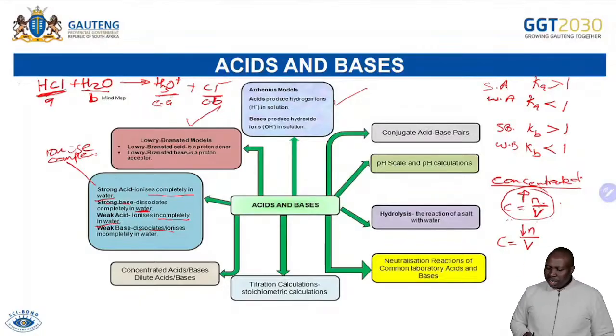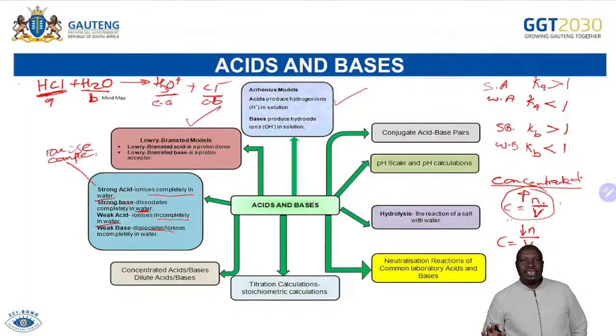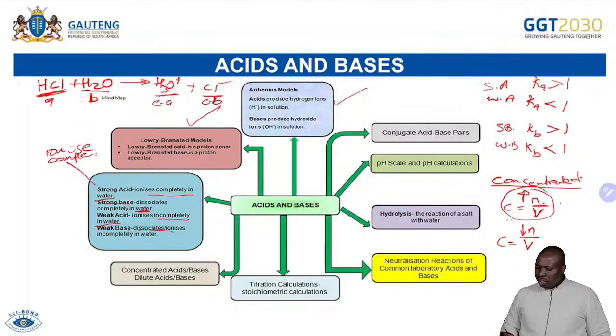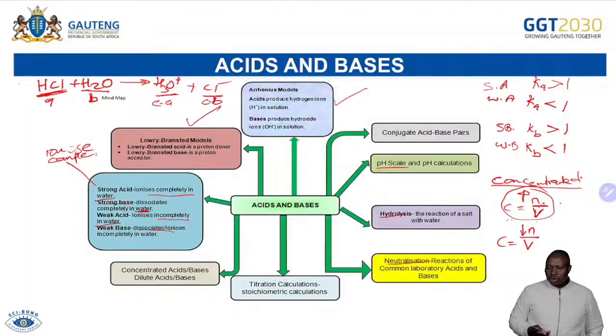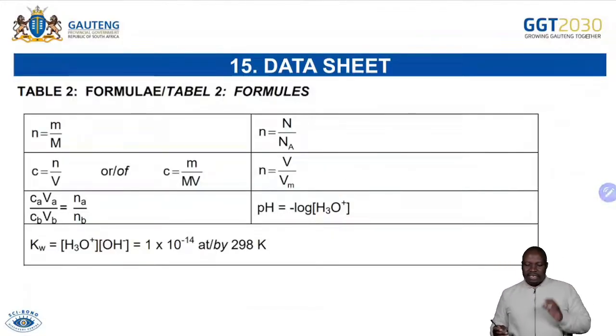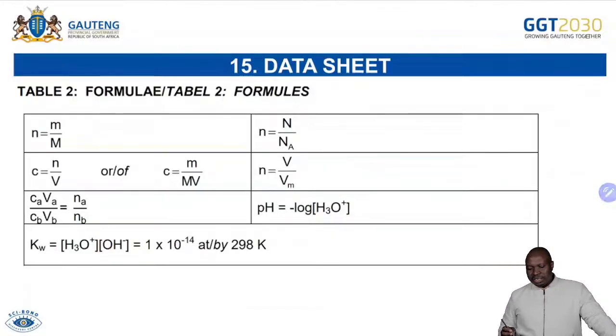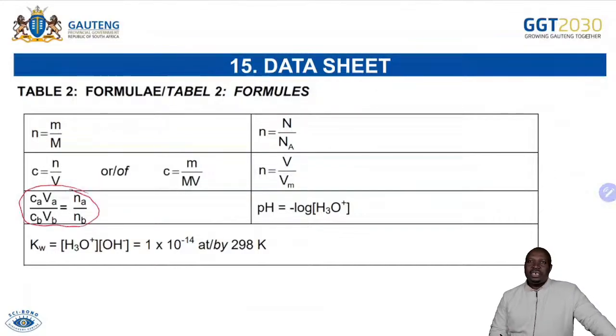And then the issue now of neutralization, as well as the issue of hydrolysis, which are the things that I would like to look at, and pH as I conclude. So already I've indicated the formula. We're still using the same formulas, but now the most important one is the CaVa formula, that one, for neutralization, for our titration. We're going to use that equation.